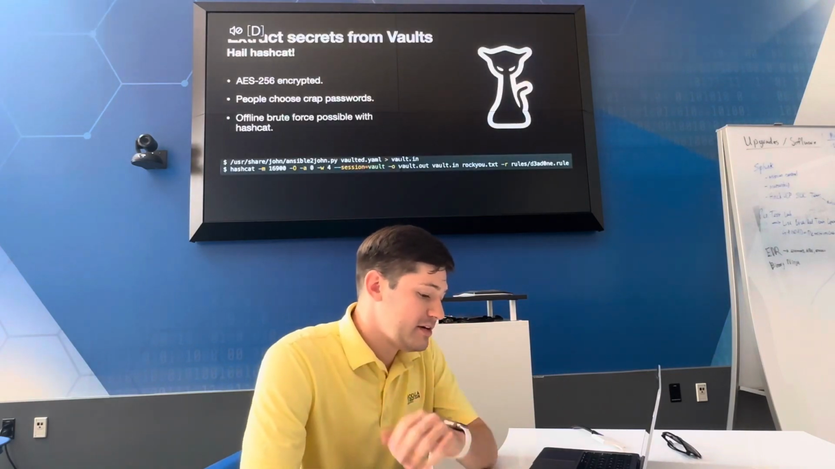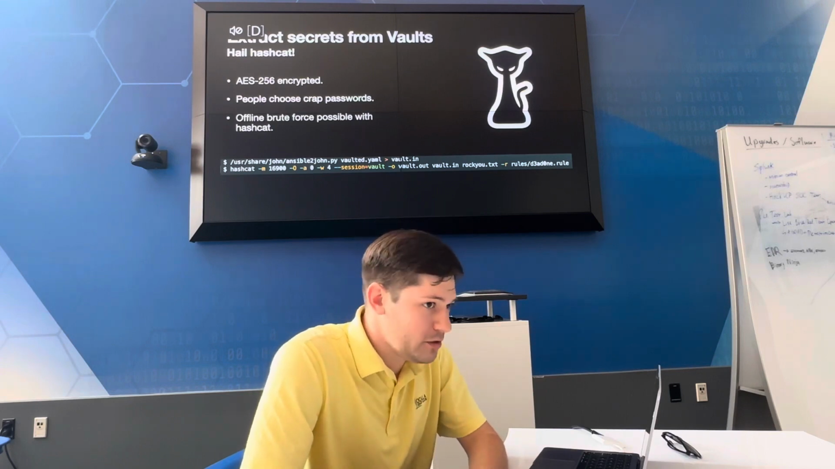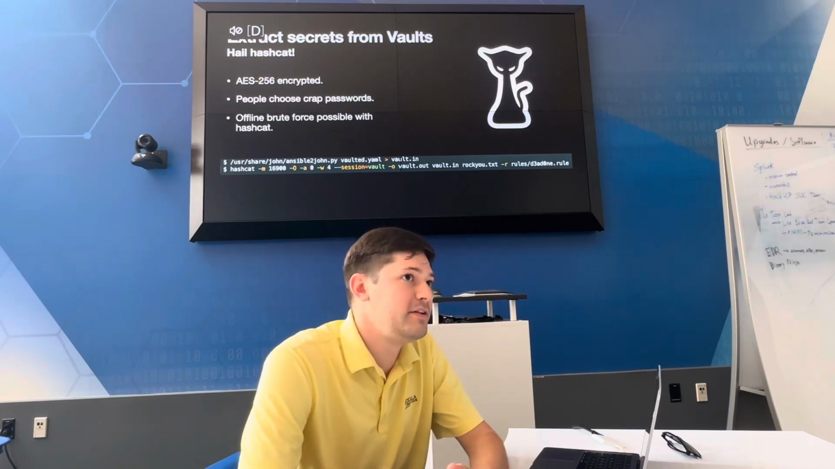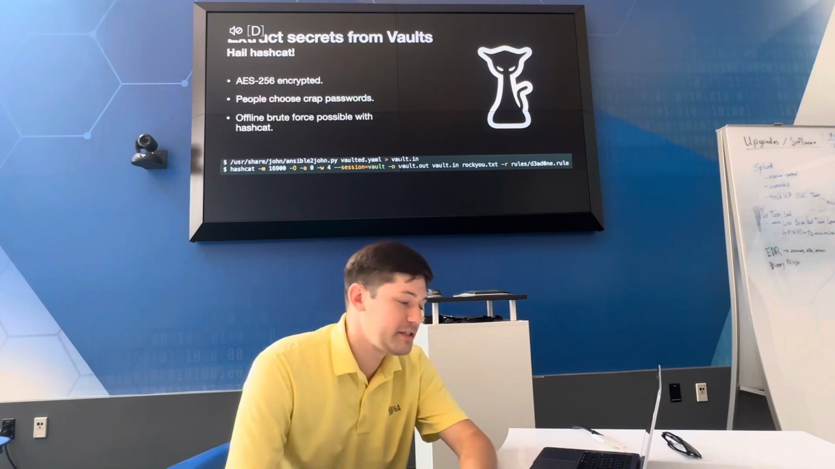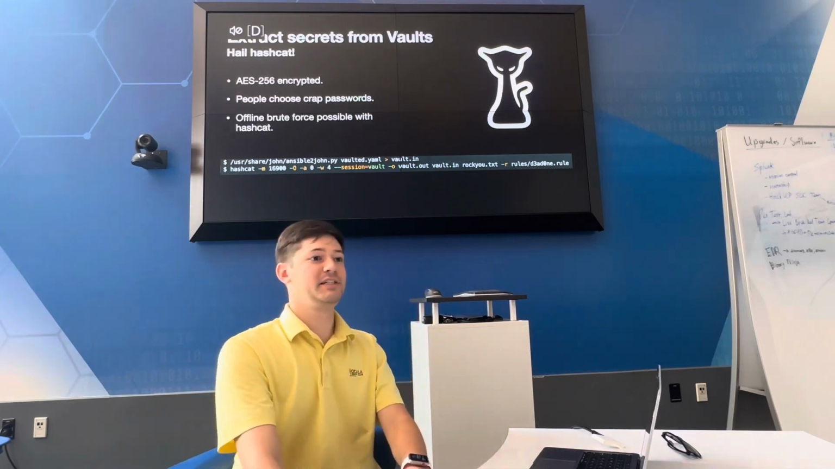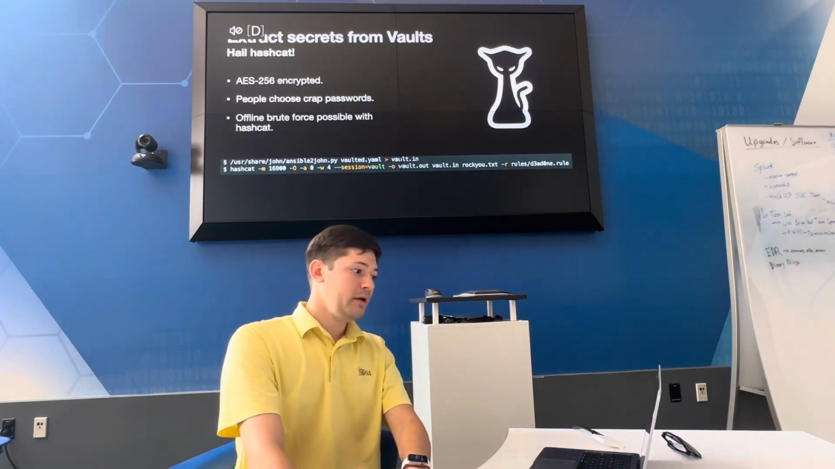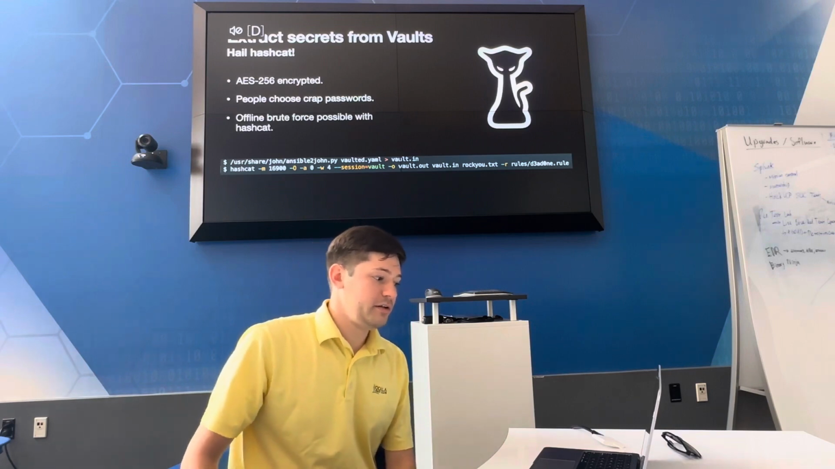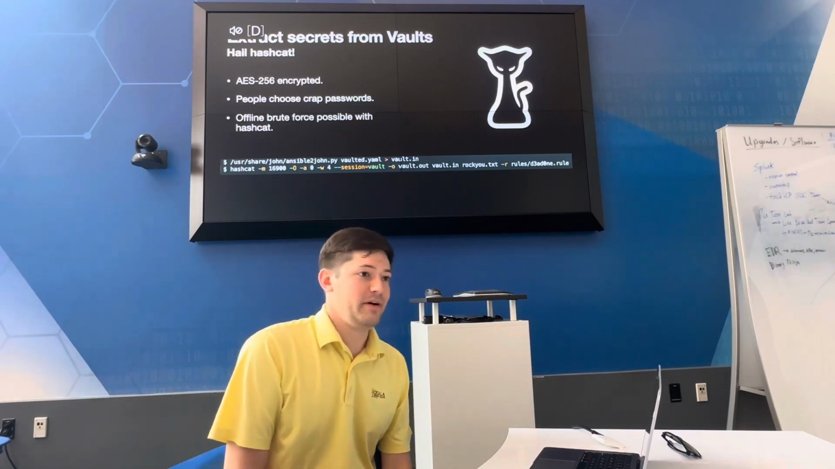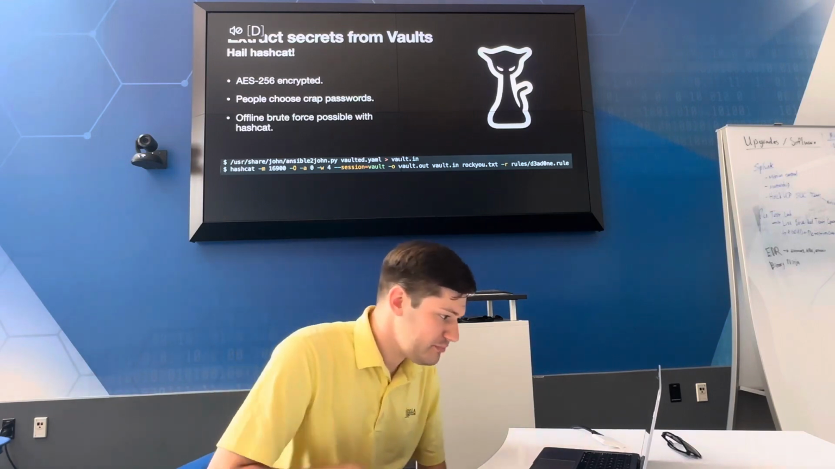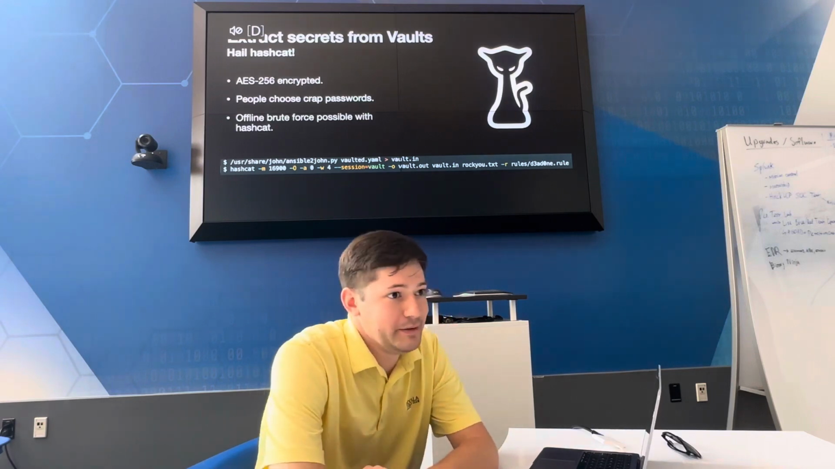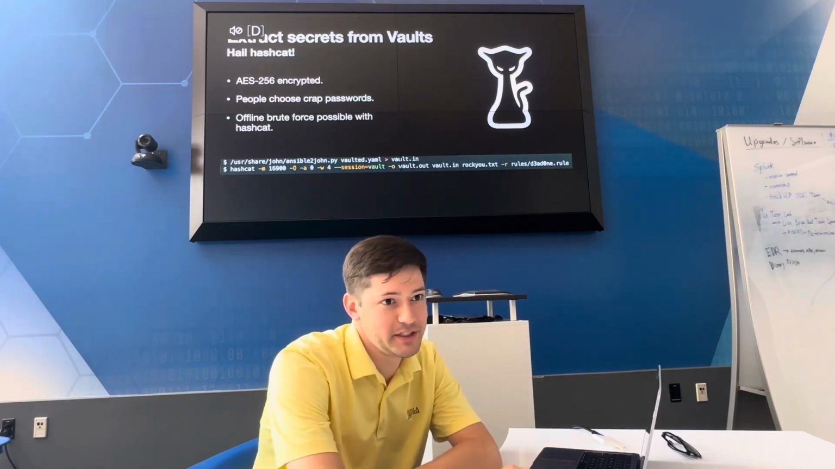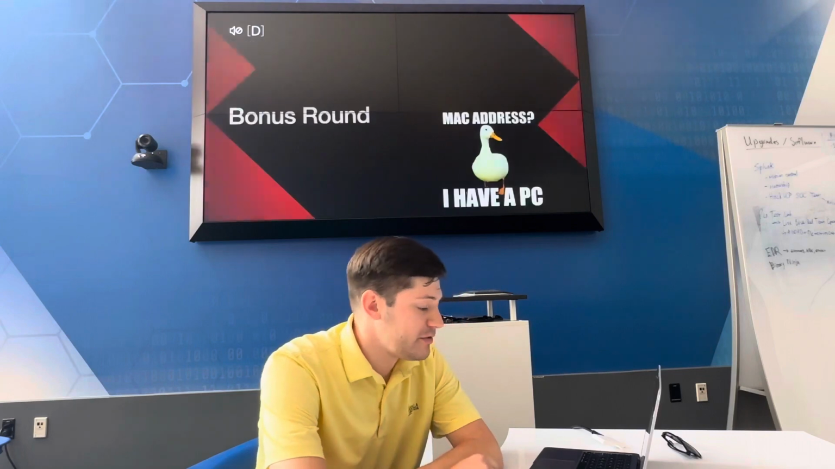Now, the vault files themselves that you might find on a controller can be brute forced, even though they are running AES 256. People choose crappy passwords. That's just in their nature. So you can convert it using John and then brute force it with hashcat. It's kind of a long shot, but hey, what else are you going to be doing? So try it. Now for your bonus round.